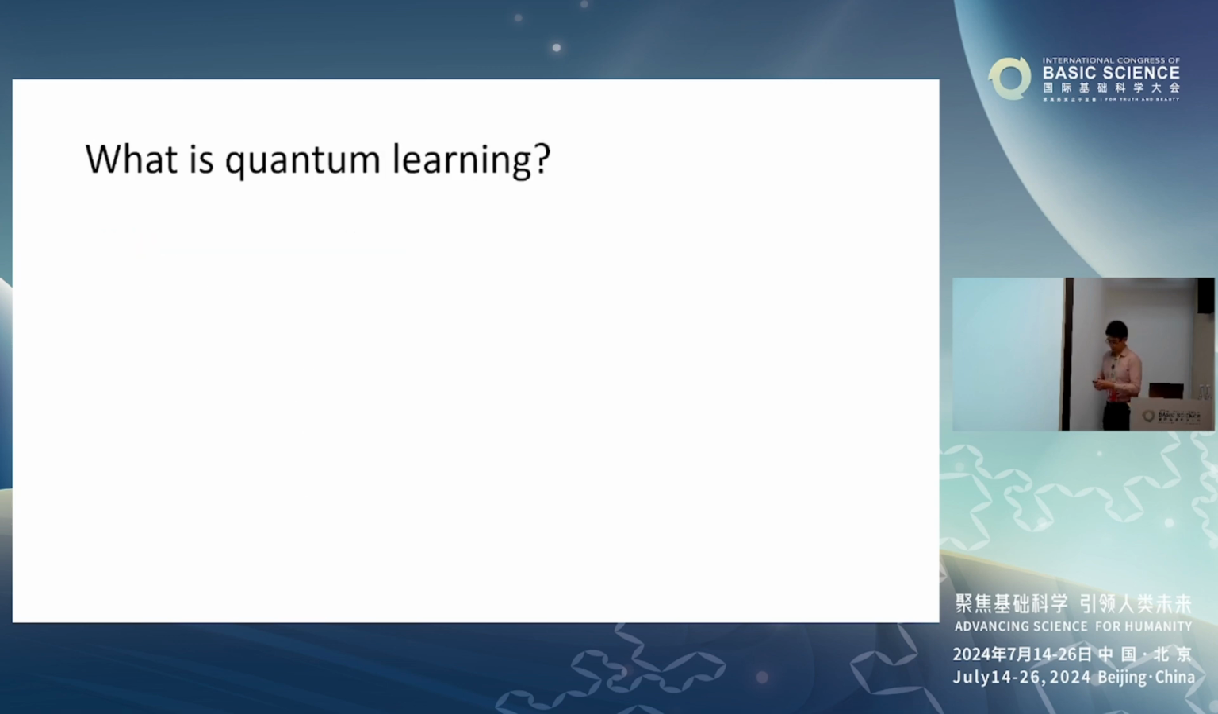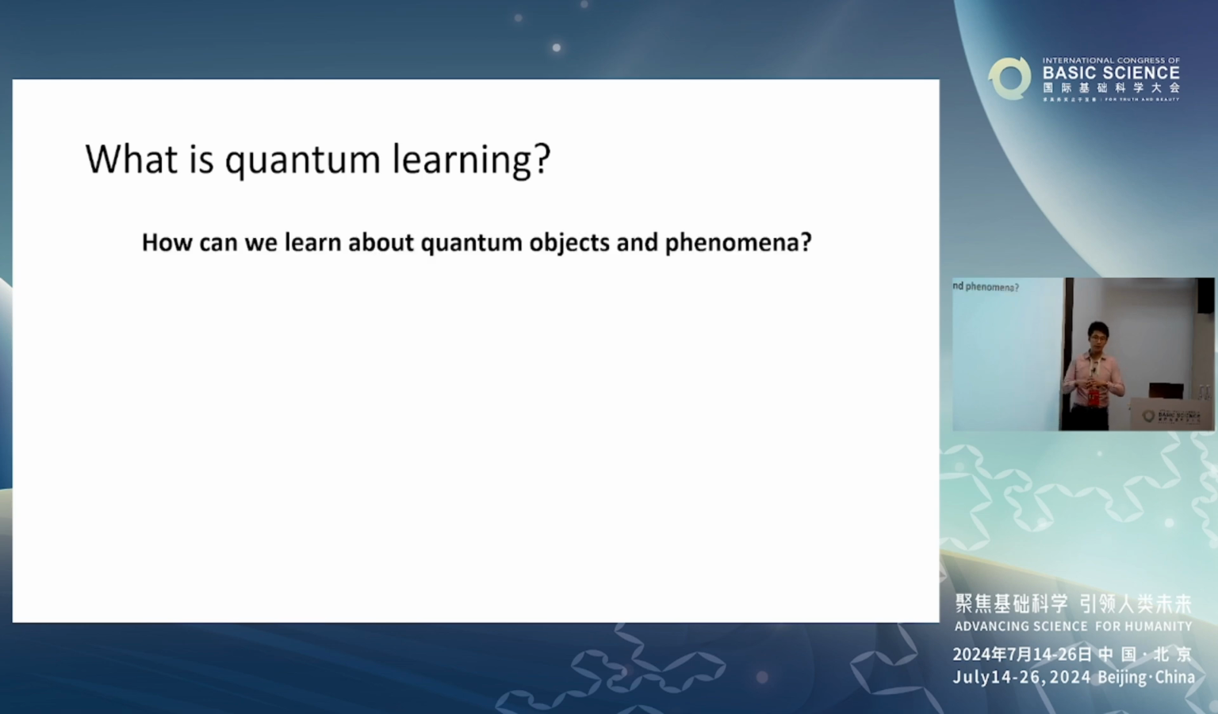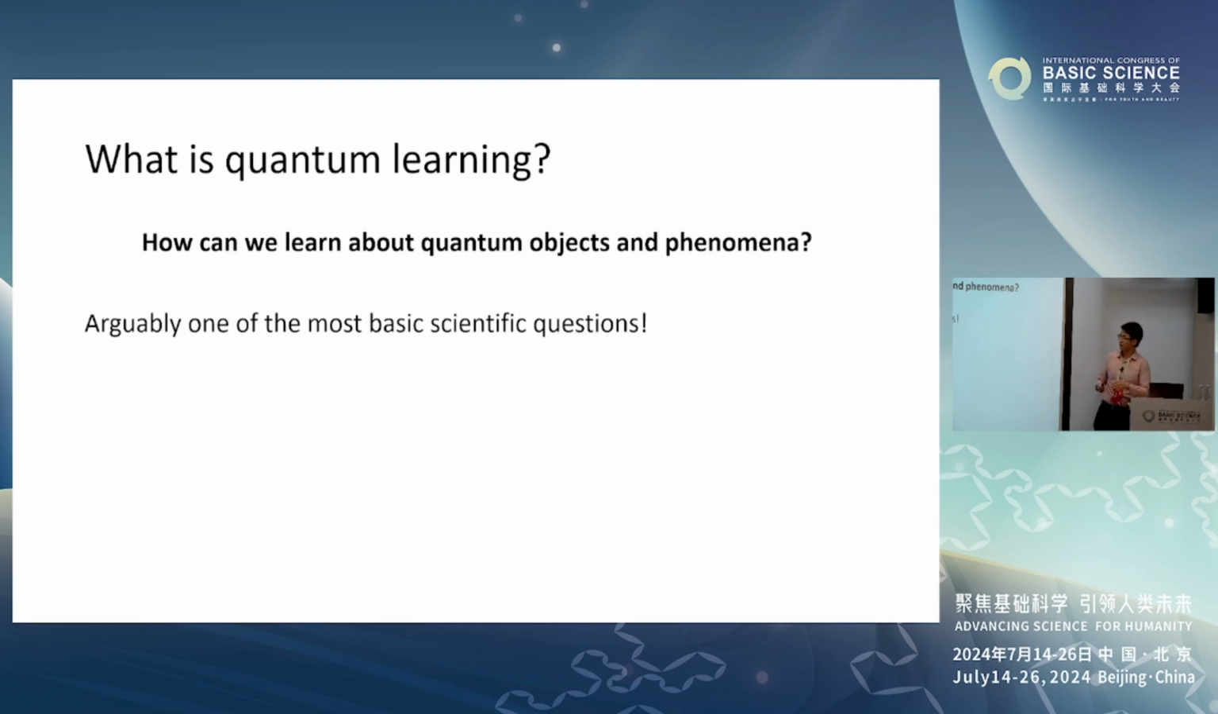Okay, so what is quantum learning? The way I define it, the basic question here is how can we learn about quantum objects and phenomena? From a scientific point of view, given that the world is, to the best of our knowledge, fundamentally quantum, this is probably one of the most basic scientific questions out there.